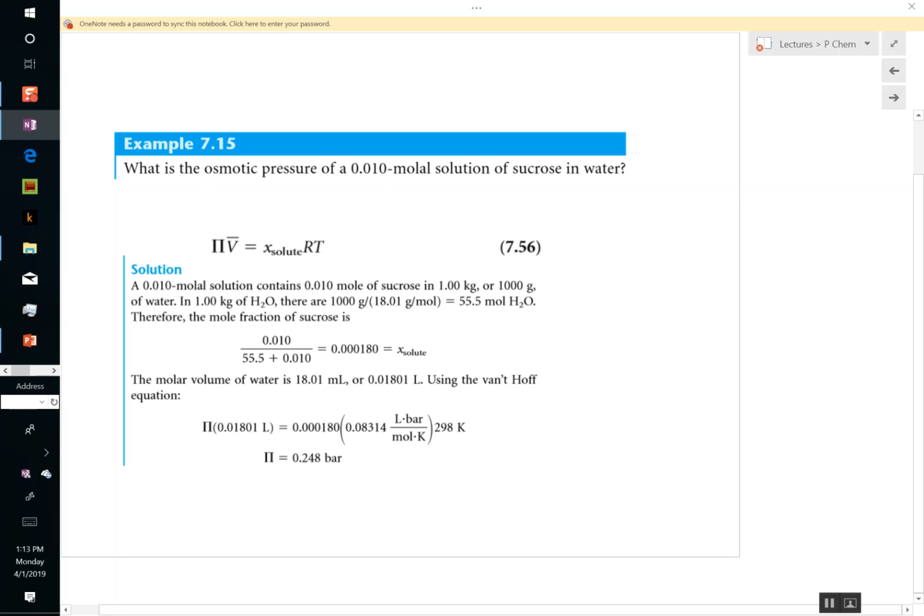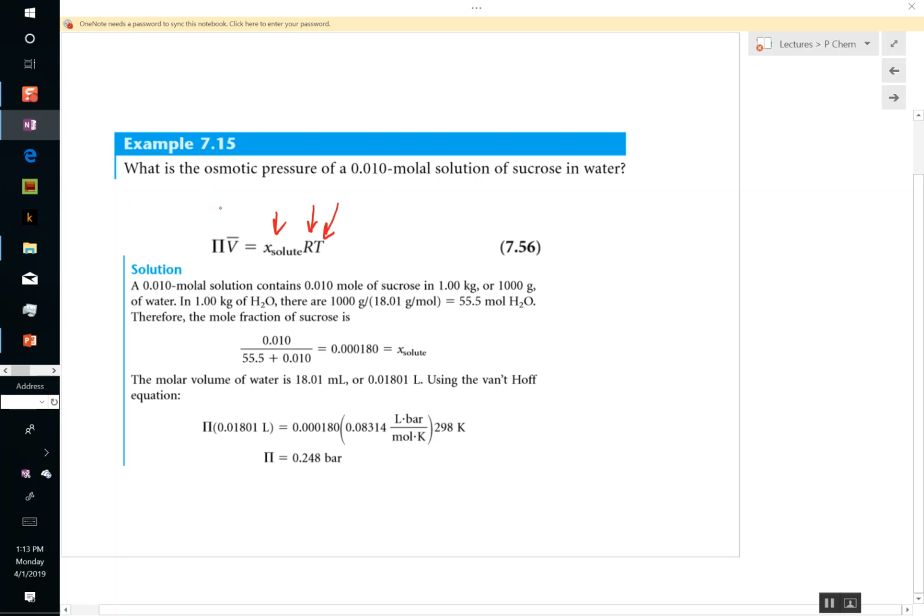Okay, let's just apply it real quickly. What is the osmotic pressure of a 0.010 mole solution of sucrose in water? What pressure would that generate? We know this. We're assuming just right at normal temperature, so we know the temperature.